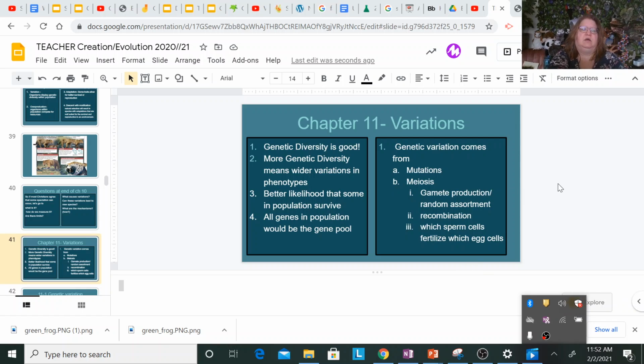Well, hello. This is Miss Dakenford again, and I wanted to share with you the start of Chapter 11, which would be getting into the process of natural selection and what some might call microevolution. That term has gotten out of favor for now, but let's take a look at this. Let me go ahead and present.